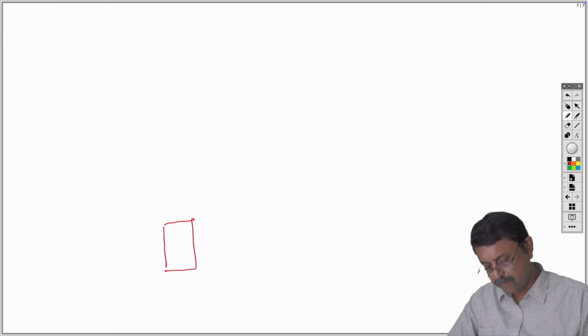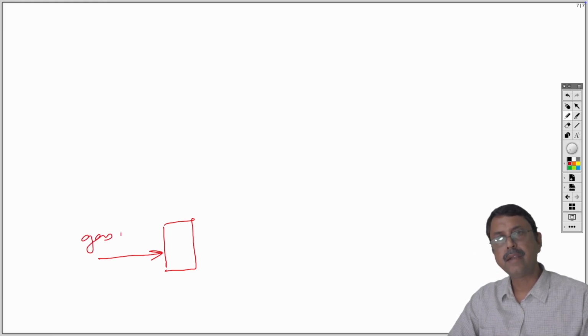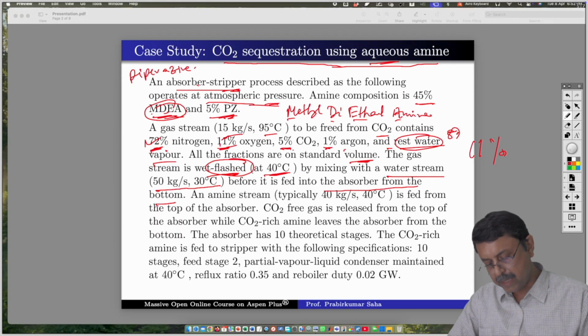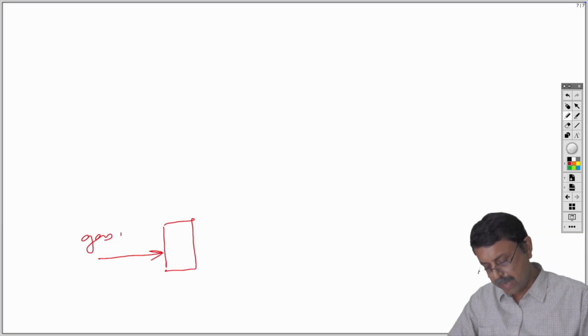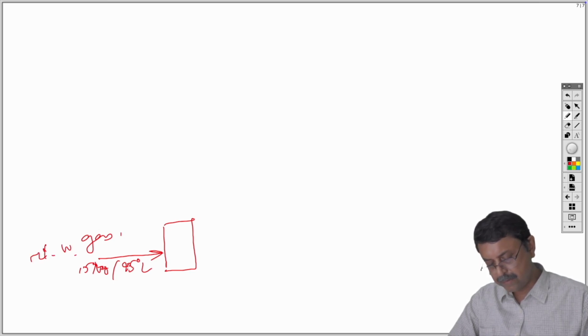So there we will have the gas stream. The gas stream will enter the flash tank, and the gas stream's flow rate has been given: 15 kg, 95 degrees centigrade. So we will have 15 kg and 95 degrees centigrade. It will have 72% of nitrogen and other things.